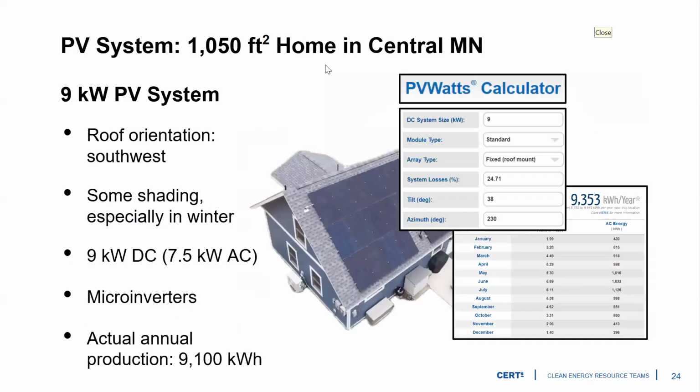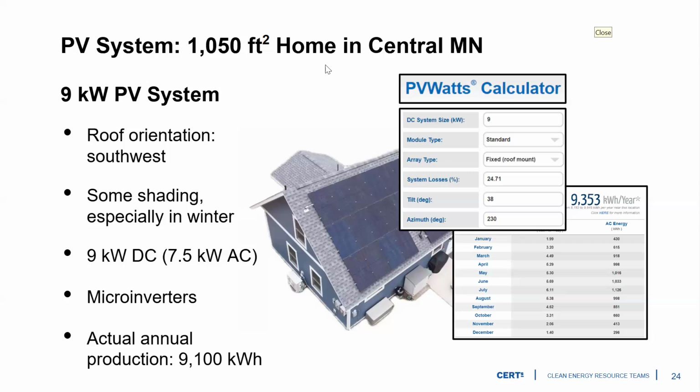Okay, so let's look at the system. We look at the house and we see that the roof orientation is southwest. So not directly south like we would like, but still pretty southish. It also has a little bit of shading, which is not ideal, especially in the winter, but it's not a lot of shading. There are just some trees a good distance away that shade the bottom during the winter months.